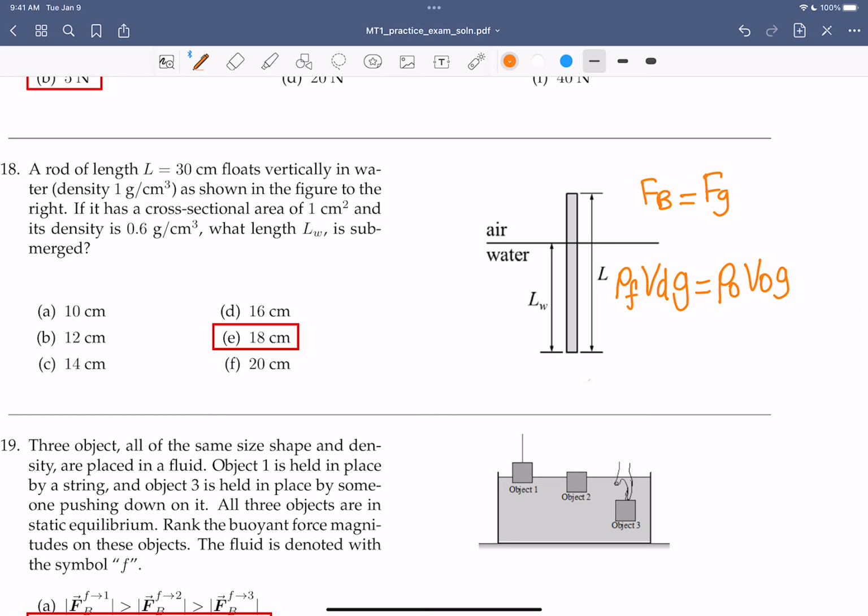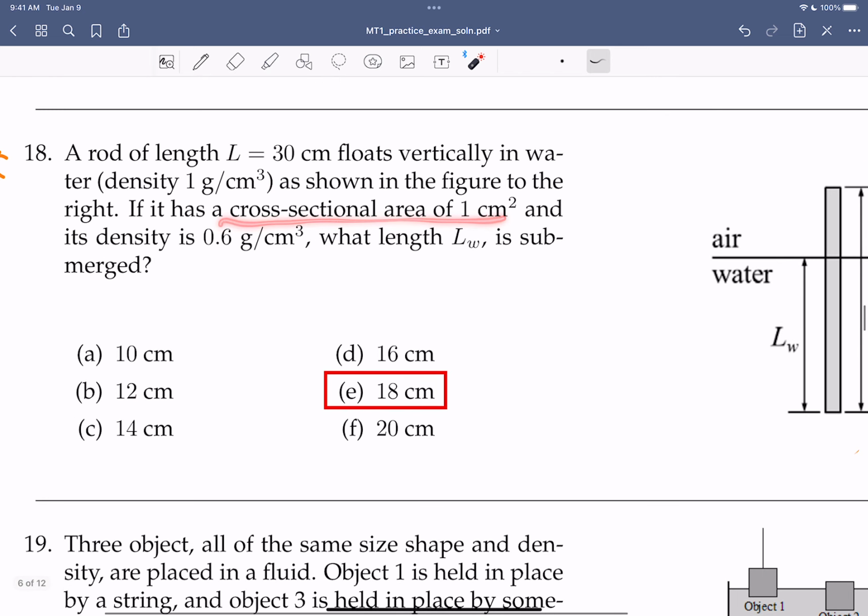Now, for the density of the rod, we know that's 0.6 grams per centimeter cubed. Density of water is 1 gram, so we have this value and we have this value, and this value is pretty much going to be canceled out anyway because they're the same. You can still factor them in the equation if you want to. But now we're looking at volume displaced and volume of object, right? So they gave you length values, they didn't give you volume, right? So you know that there's a cross-sectional area of 1 centimeter squared, and there's a length of 30, right? So what does volume equal?